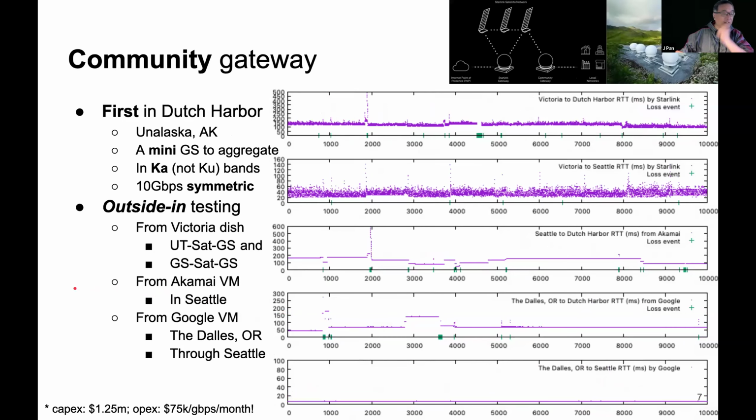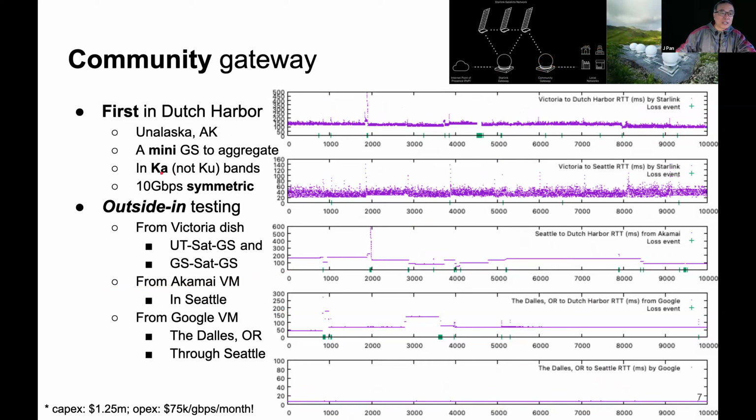So there's some new development for Starlink. In addition to the user dish, late last year and early this year, Starlink also deployed the community gateway in Alaska, here in Dutch Harbor. In this case, you can think of a user who has a distribution network themselves, a local network. And then you have this community gateway that looks like this. This is essentially a mini ground station.